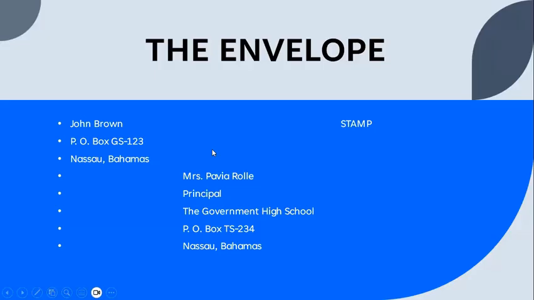Can anyone tell me what this is on the envelope? I think that's your address. The person you send the letter to, their address, and the stamp. Very good. So now when you come to your envelope, the same information you wrote in your letter must match this. You cannot, I repeat, do not change your P.O. box. Do not change who you're writing to.